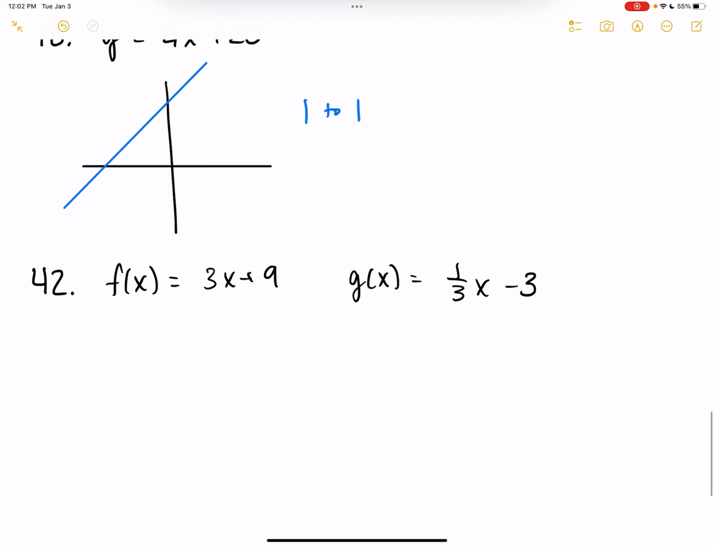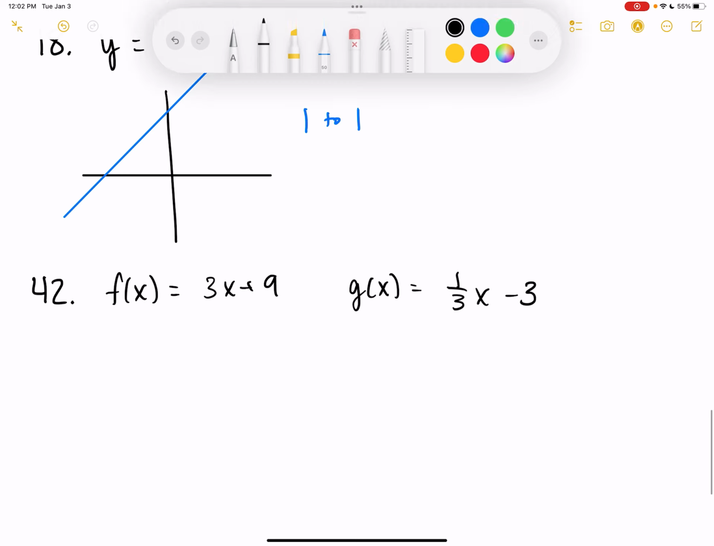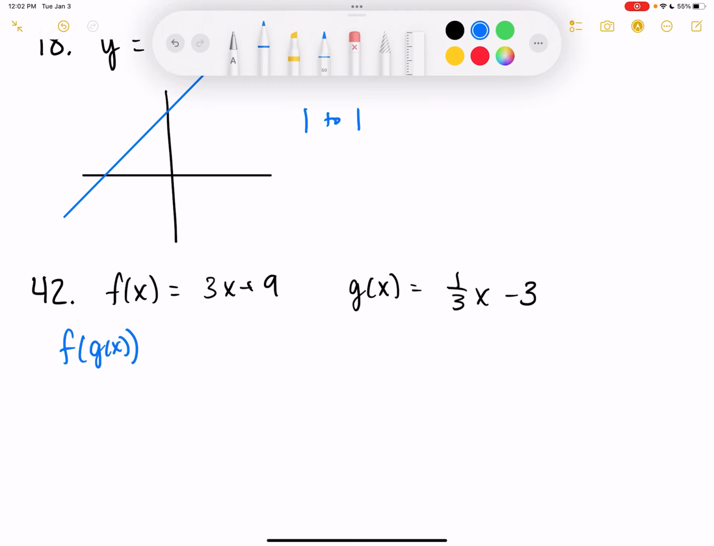I don't know that any of them are going to do that. I'm just saying hypothetically, because I haven't worked all the problems, so I would not know. So I'm going to do f of g of x first. Anywhere I see x in f of x, I'm putting g of x. So 3 times 1/3 x minus 3, plus 9. So 3 times 1/3 x is just x. 3 times negative 3 is negative 9 plus 9. So that's equal to x.